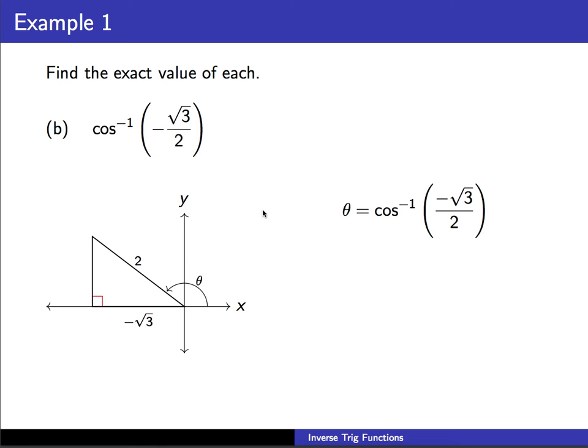Well, because it's in the second quadrant, theta has to be an obtuse angle between 90 and 180. If we do inverse cosine of negative square root of 3 over 2, we get 150 degrees, which is 5 pi over 6. So if we took the cosine of 5 pi over 6, it would give us negative square root of 3 over 2.